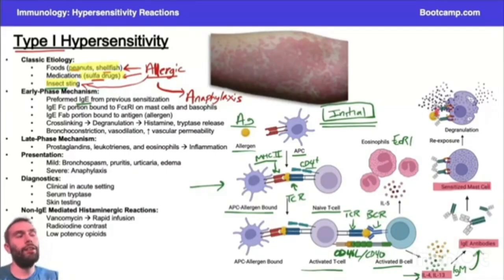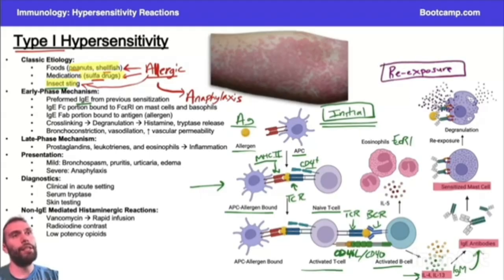So if this allergen were to come in the body again, if I got stung by a bee a year later, right, or if I took that medication a year later, I'm going to have a much worse reaction, because now all of these IgE antibodies that I created are sitting on the surface of my mast cell and basophil. So this is going to be the re-exposure. We'll do this in purple. Okay, so this is the re-exposure.